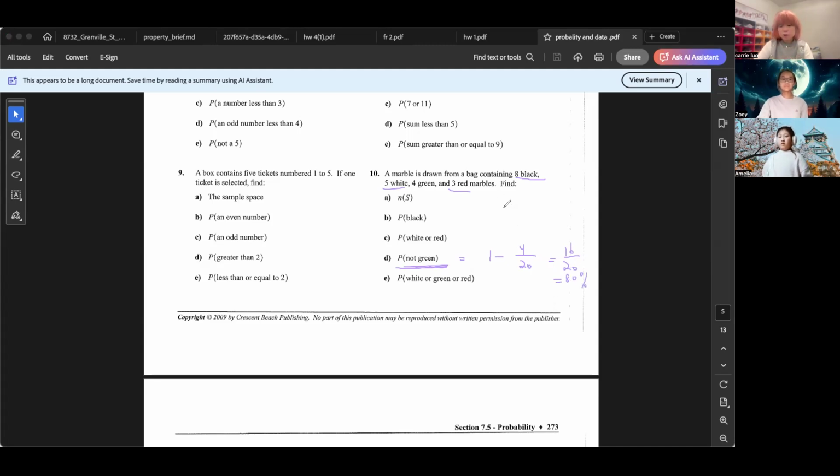So which one will save you a lot of time? You can do 8 over 20 plus 5 over 20 plus 3 over 20. But instead, you can just find out the probability of getting green and use 1 minus it. That would be much quicker.